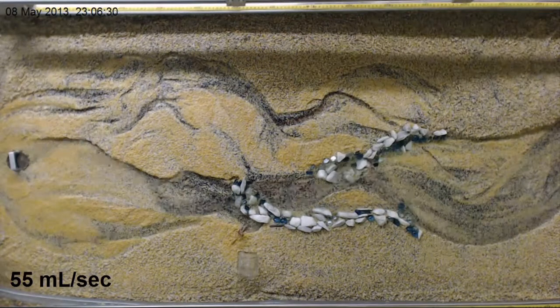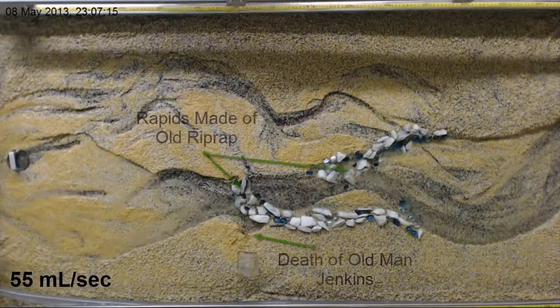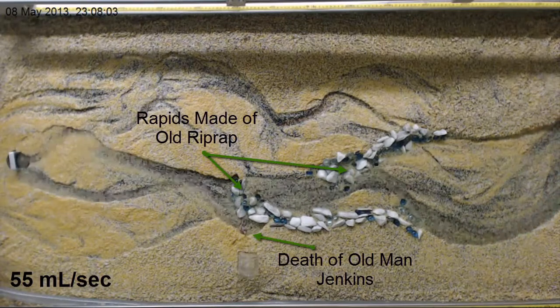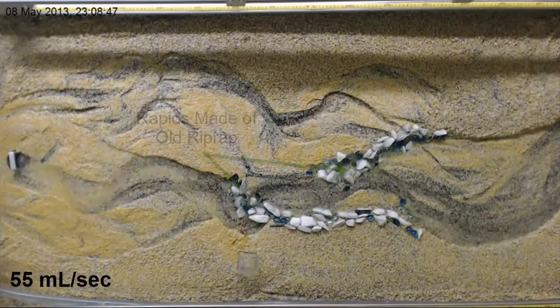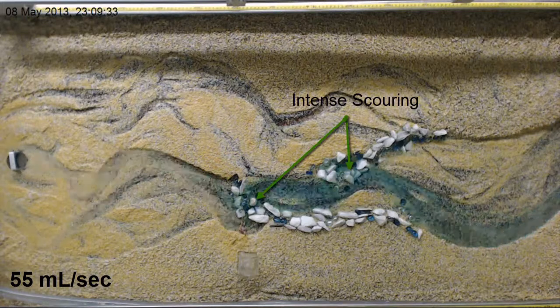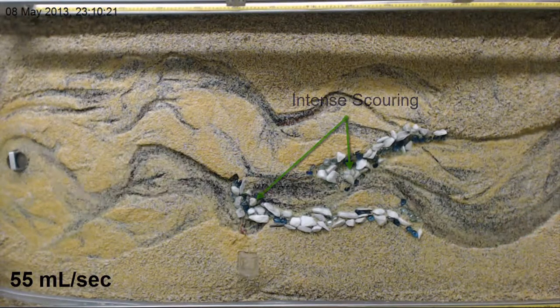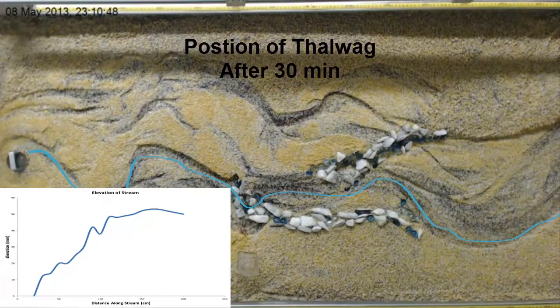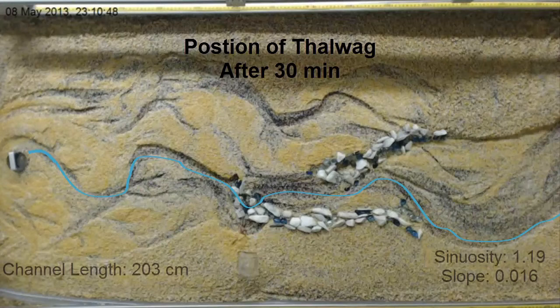After 27 minutes, the man has fallen in the water, and rapids are created where the old riprap has fallen in the water as well. Even more so than before, there is intensive scouring occurring within the channel. Our last foul wag is indicated by the light blue line. Our channel length ended at 203 centimeters long, a sinuosity of 1.19, and a slope of 0.016.